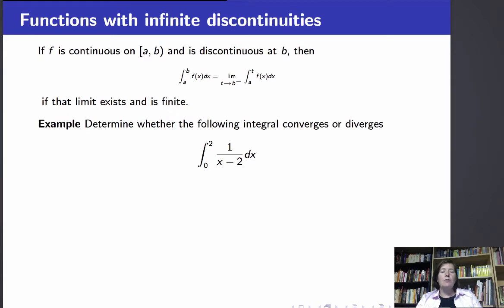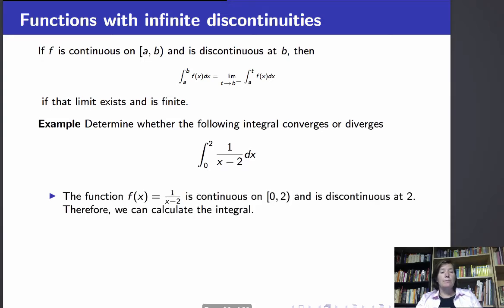Let's try to apply our new definition. Suppose I want to determine whether the following improper integral converges or diverges: the integral from 0 to 2 of 1 over x minus 2. And of course the problem here is at 2, the limit as x approaches 2 of f of x is infinity, so it has an infinite discontinuity there, and otherwise this function is continuous on this interval.